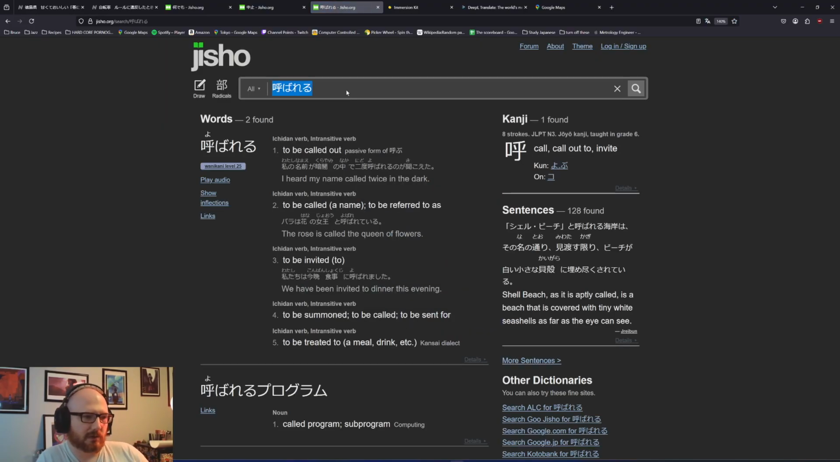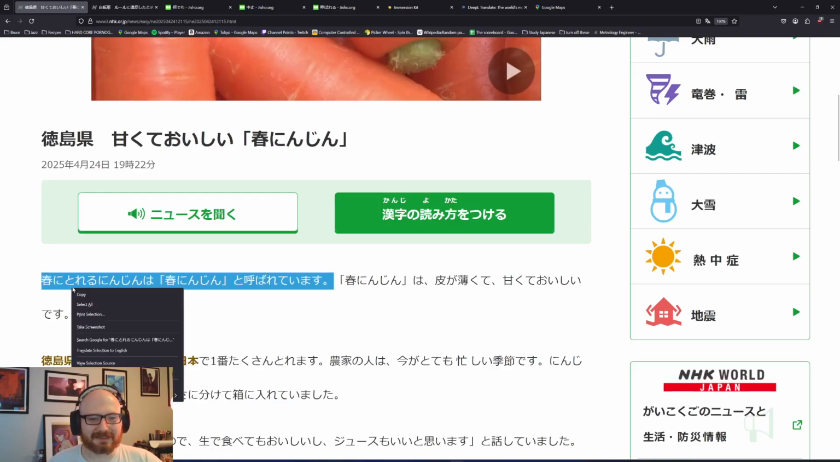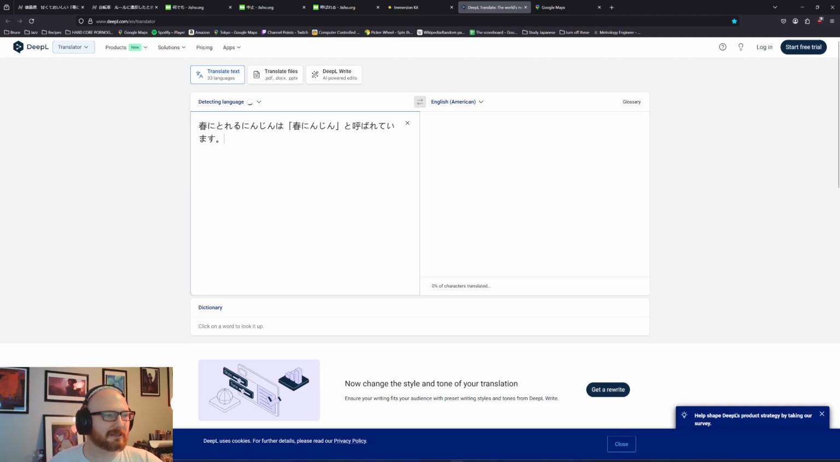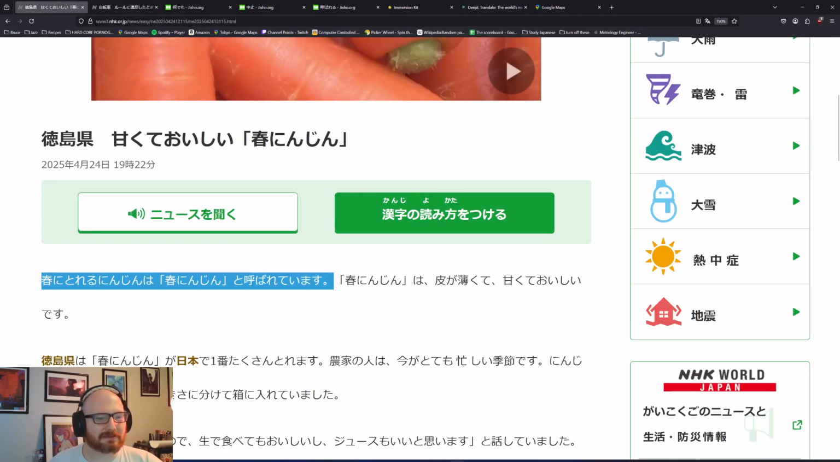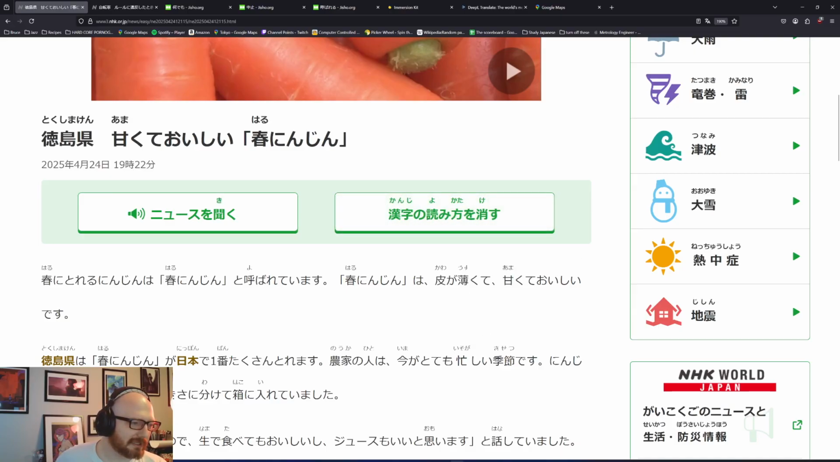To be called out, to be called, to be referred to as. Okay. So, spring picked carrots referred to as spring carrots. Thank you for this sentence. All right. Let's throw it into DeepL here. Carrots harvested in spring are called spring carrots. This annoys me that it puts the quotes on half, but not the other half. Anyways, okay, so 春人参は皮が薄くて甘くて美味しいです。Yeah.